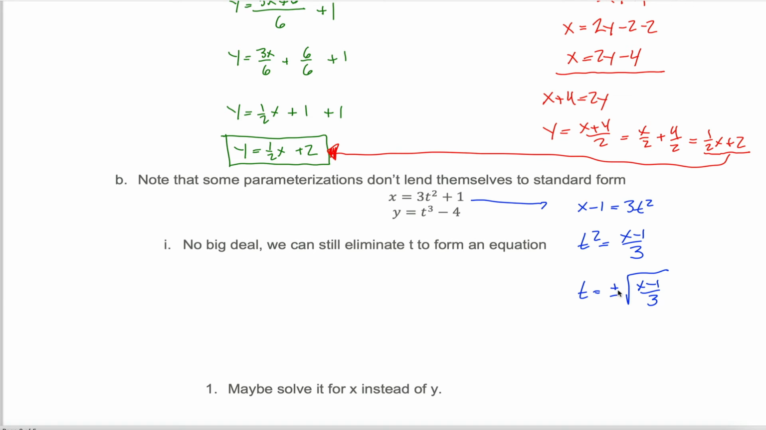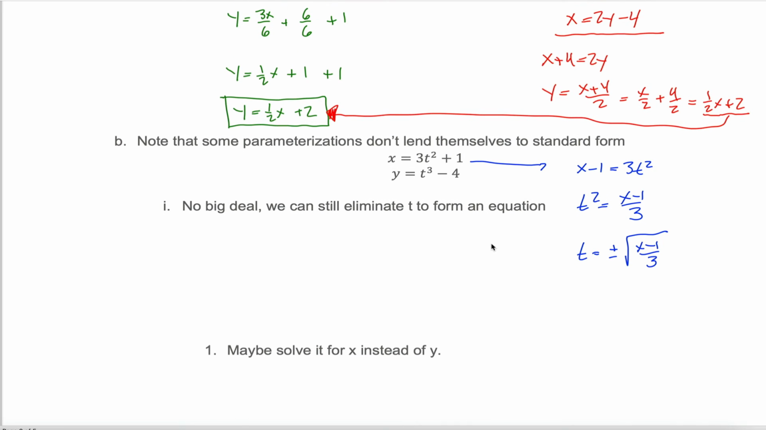But that's problematic. With this plus or minus in here, I'm going to get into trouble. Because how am I going to plug that into the other equation? I'm going to end up with y equals something plus or minus something, which I can't have in my standard form. In my standard form, I have to have exactly one value of y for each value of x. But because of this plus or minus, that won't happen. What do you do in cases like this? The short answer is it's not a big deal.